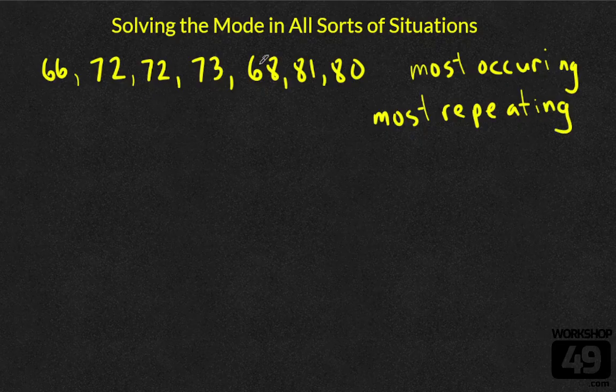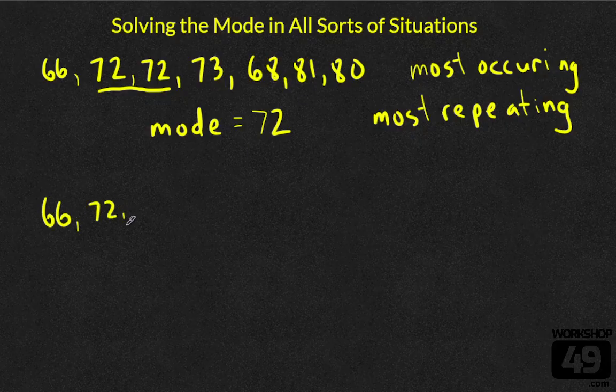So if I have a list like this, and it doesn't have to go in order, so unlike a median, it just could be any list of numbers, you look at this list of numbers and find which of these numbers repeats the most often. In this case, we can see that 72 repeats, no other number repeats, so we can happily say that our mode equals 72.